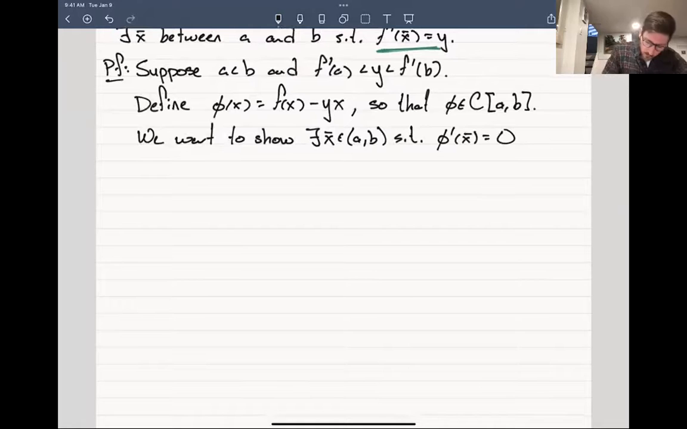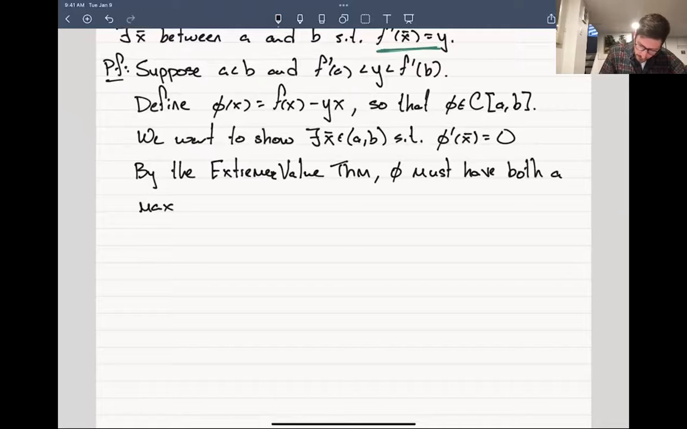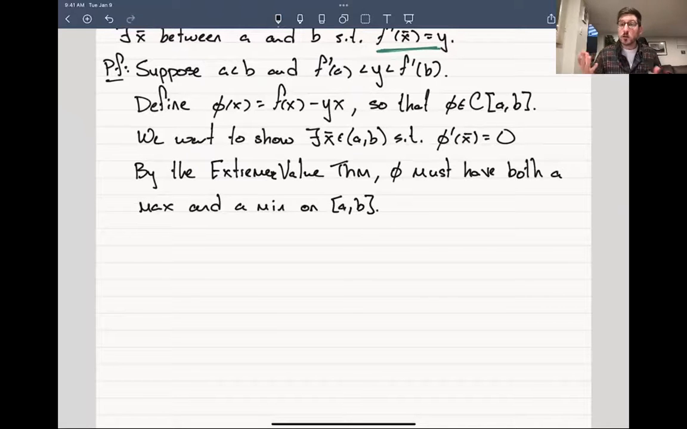Okay, so first of all, by the extreme value theorem, phi must have both a max and a min on the interval AB, right? That comes from the fact that you have a closed interval and you have a continuous function on it.